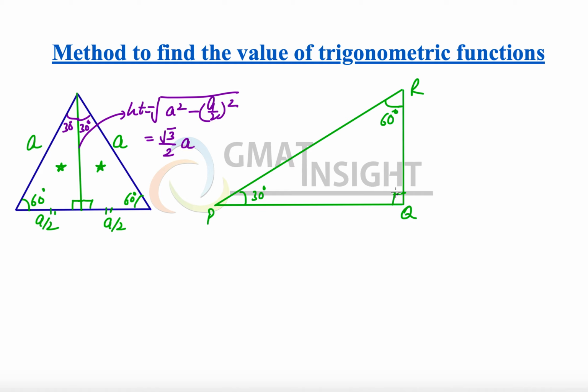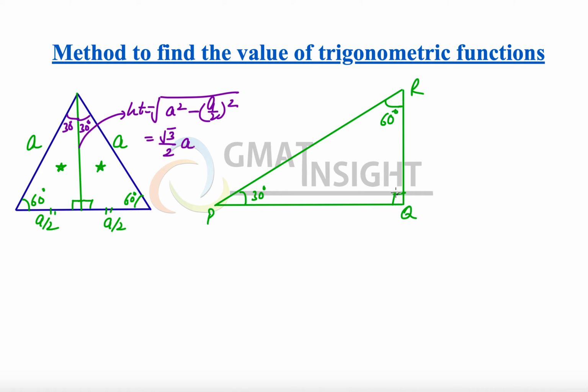If the side opposite to 30 degrees is taken as x, then the side opposite to 60 degrees will be x√3, because in the adjacent triangle we have proven that the side opposite to 60 degrees becomes √3 times A/2, and the side opposite to 90 degrees will become 2x, because it's twice the length of the smallest side of a 30, 60, 90 triangle. So now we have found the ratio of the sides in a 30, 60, 90 triangle.